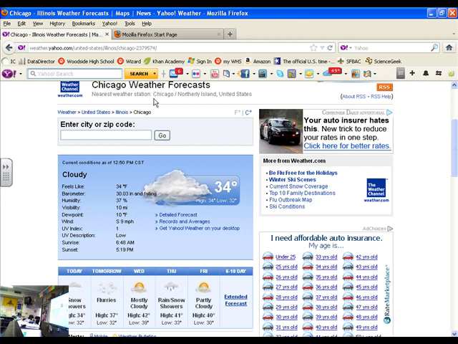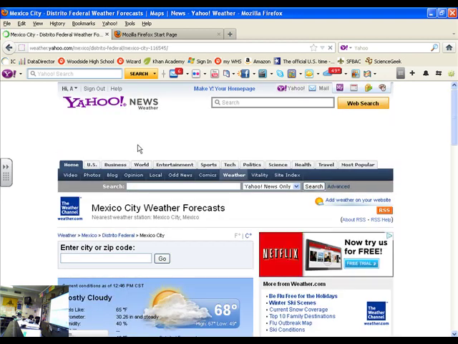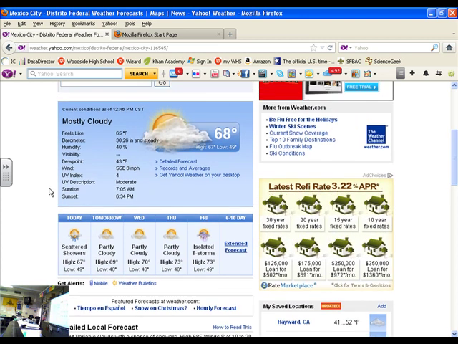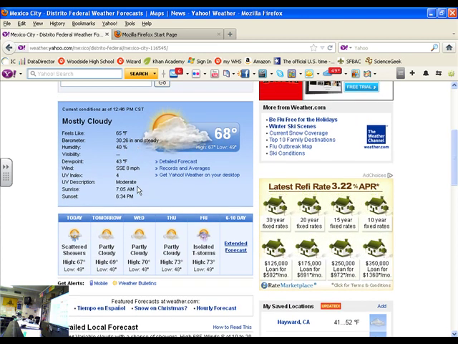I can't even spell that, but that's all we need to say. Well, we can do Mexico City. Mexico City right now, 40% humidity. Basically, it's a desert, 65 degrees. Very dry climate.